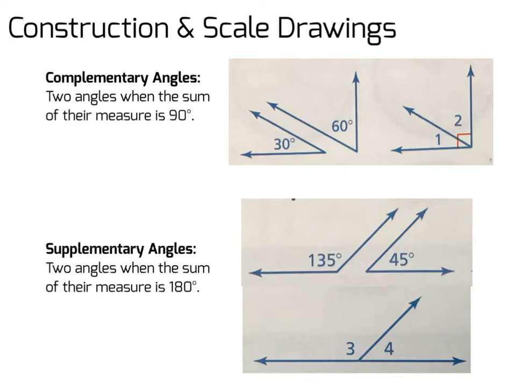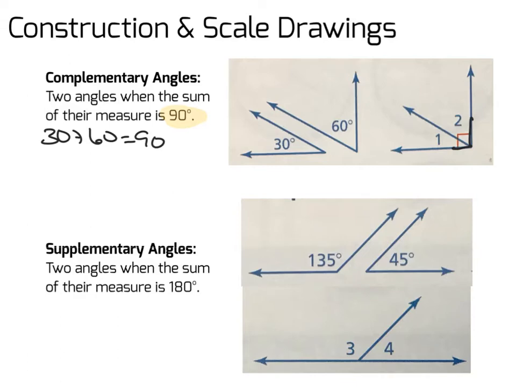7.2 is going to teach us about complementary and supplementary angles. Complementary angles are when two angles equal 90 when added together. So in the example image, we have an angle of 60 degrees and 30 degrees, and we know that 30 plus 60 equals 90. Or the example of angle 1 and angle 2 make a right angle, so that equals 90. So remember that complementary is 90 degrees.